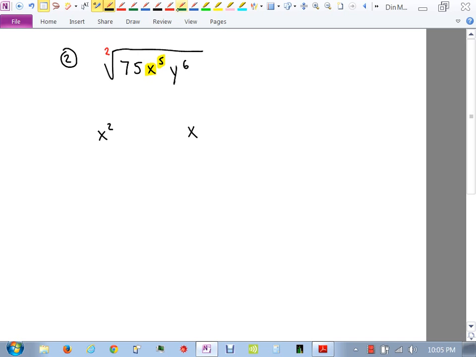And then for the y to the 6th power, I say how many times does 2 go into 6? And that's 3 times. So I'll put a y cubed here, and there will be no y's left over, so there will not be a y inside the root. Then I still have the 75 in here to work with. So that's where I am now.